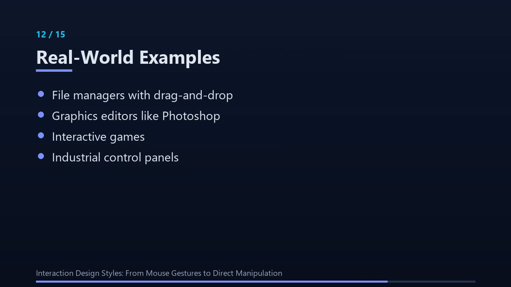Direct manipulation is evident in many everyday applications. File managers such as Windows Explorer let users drag files into folders, copy them, or delete them by moving them to a trash icon. Graphics programs like Photoshop allow artists to reshape layers, adjust colors, and apply filters by interacting directly with the canvas. Video games often rely on direct manipulation for character movement, object interaction, and inventory management, creating immersive experiences. Even critical industrial control systems use direct manipulation.